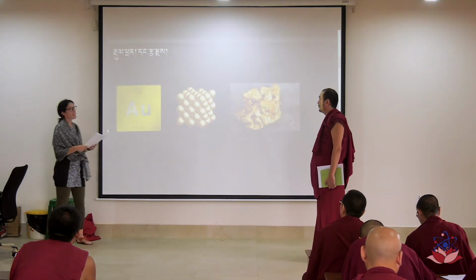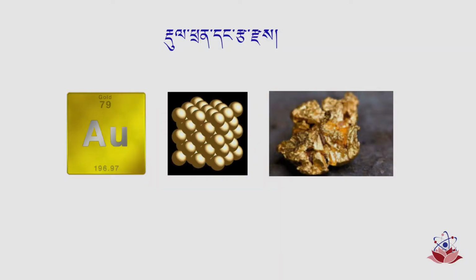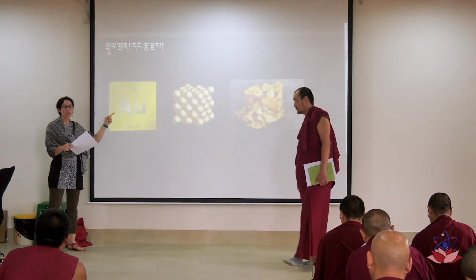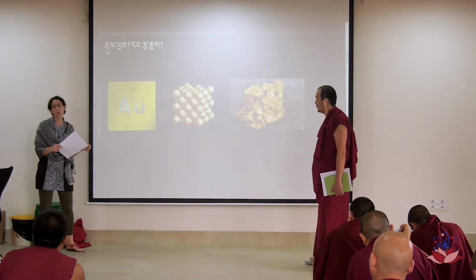Another element is gold. Gold has the symbol Au and the atomic number 79. What that means is that gold has 79 protons in its nucleus.